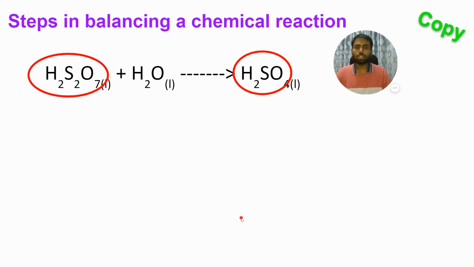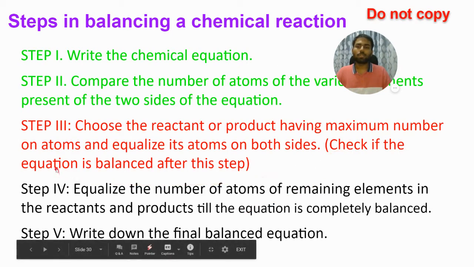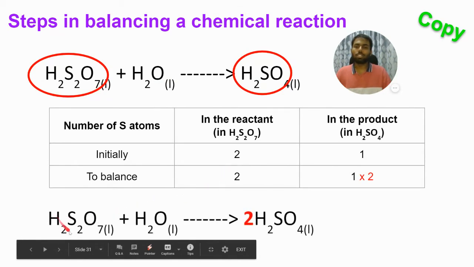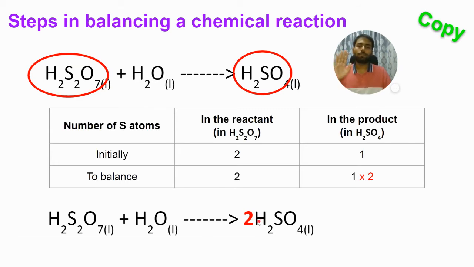Then you have to also check if the equation is balanced after this step, right? So let us check if the equation is balanced. Here you have 2 hydrogen atoms and here you have 2 hydrogen atoms, so total 4. 2 plus 2 is 4. So here also, 2 2s are 4, so 4 atoms of hydrogen, so hydrogen is balanced.